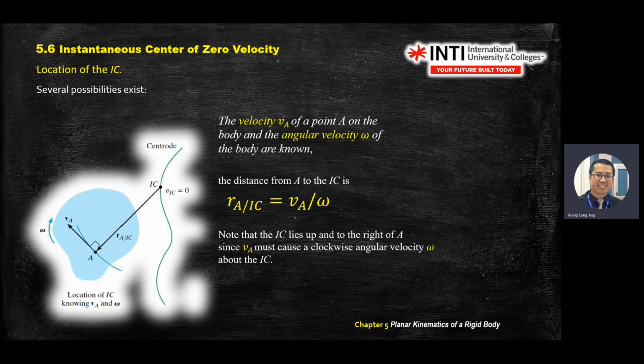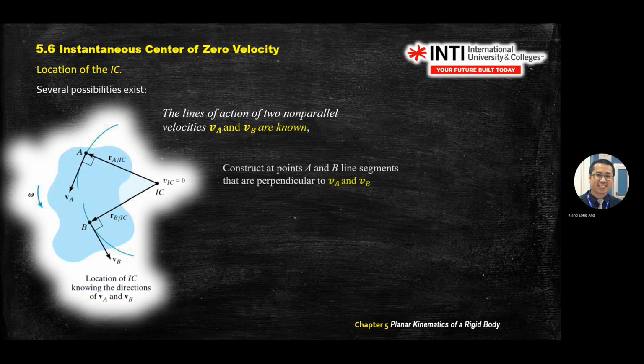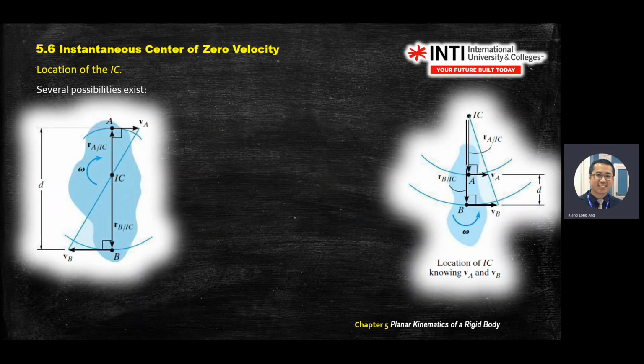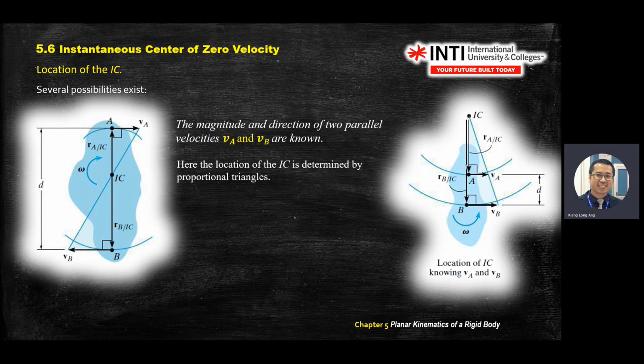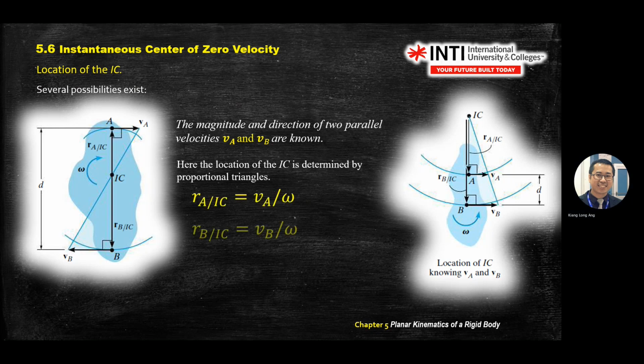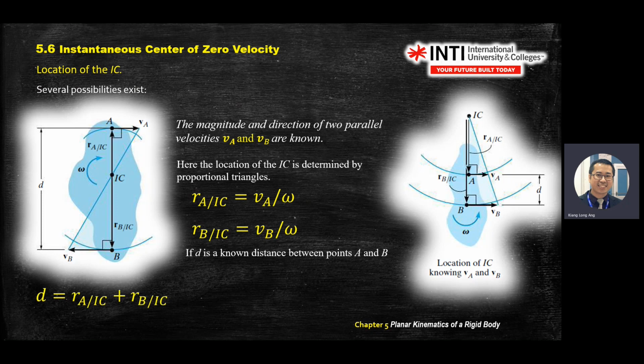Again, we are still using the same equation: V equal to omega r. Don't confuse yourself with the diagram. Always concentrate on V equal to omega r. Where is the distance to get the velocity? The rest you read. I just give you examples. All these are possible instantaneous centers of zero velocity.